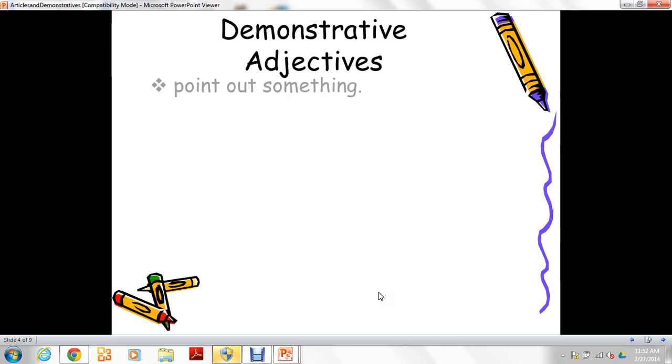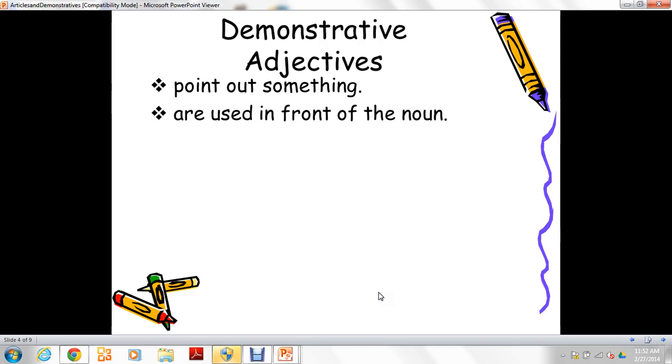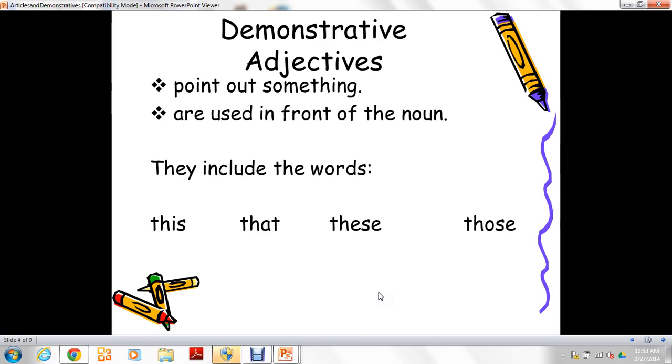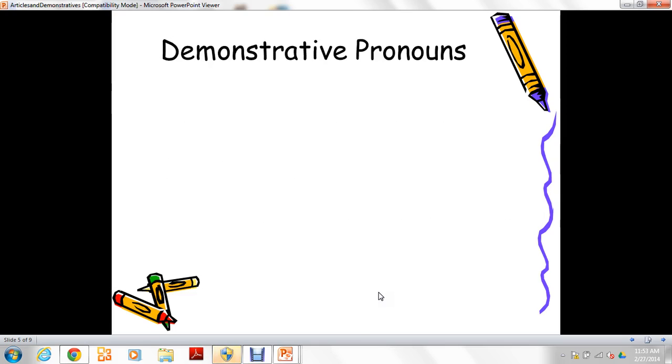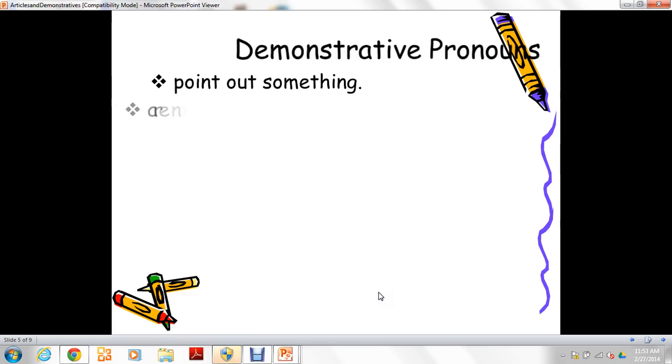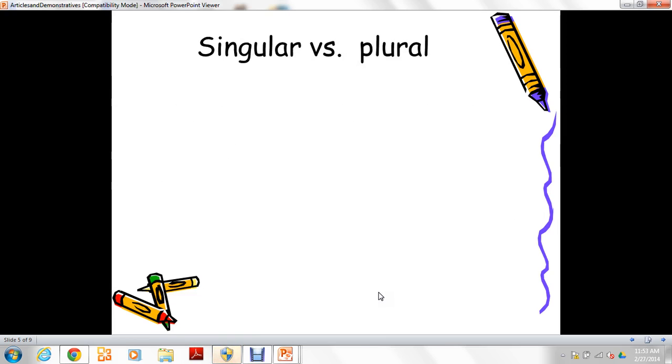Demonstrative adjectives. Demonstrative adjectives point out something. They are used in front of the noun. They include the words this, that, these, those. I'm going to skip this because it's not on your test.